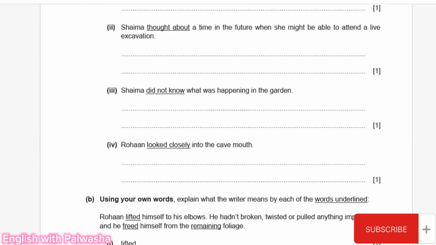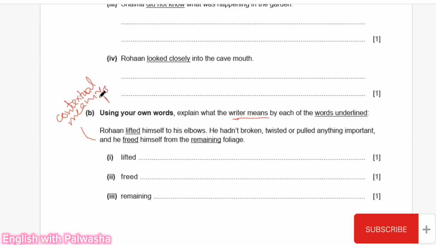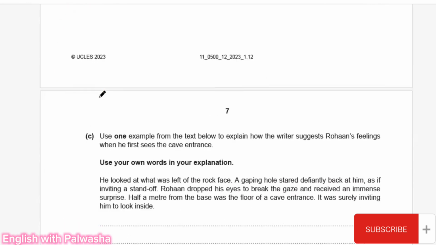This whole part is equally the same, and using our own words we are going to guess the meanings of the words. These are actually the contextual meanings we're going to tell, because here what the writer means by this, so we will be telling the contextual meanings. So this B part is the contextual meanings altogether. And then comes the C part.